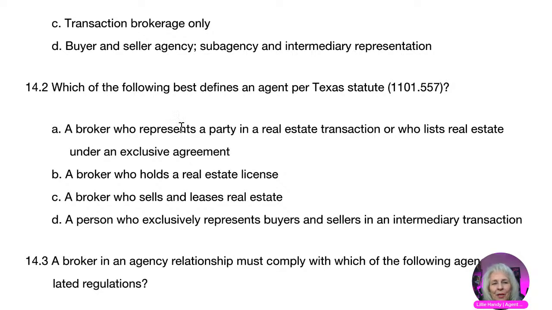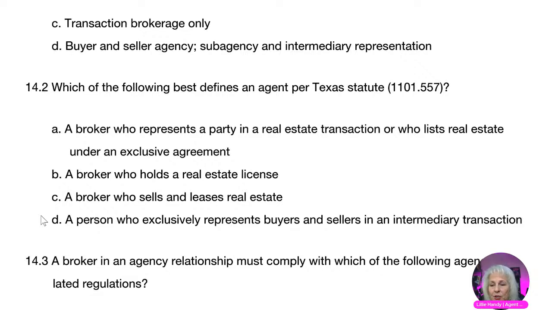So, A, a broker who represents a party in a real estate transaction or who lists real estate under an exclusive agreement. So that is Texas statute, right? Which of the following defines it? B, a broker who holds a real estate license. C, a broker who sells and leases real estate. D, a person who exclusively represents buyers and sellers in an intermediary position transaction.